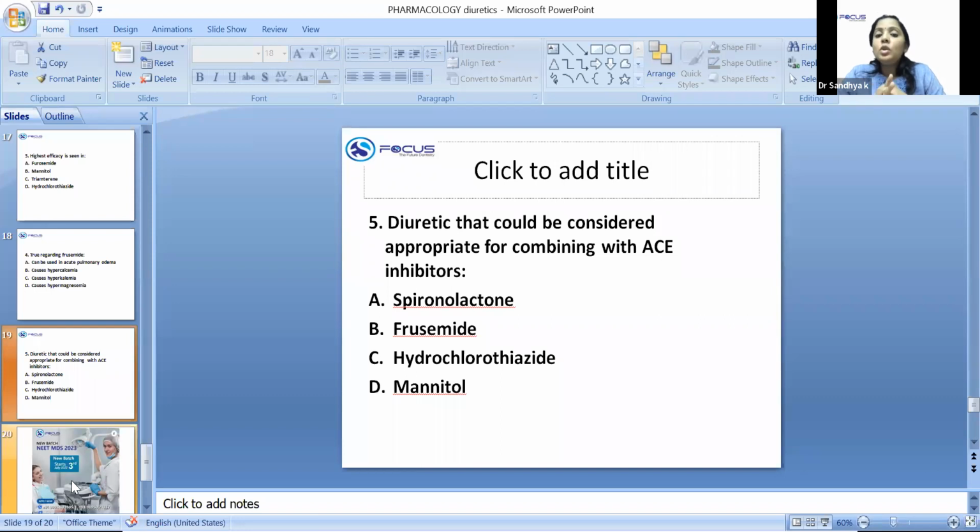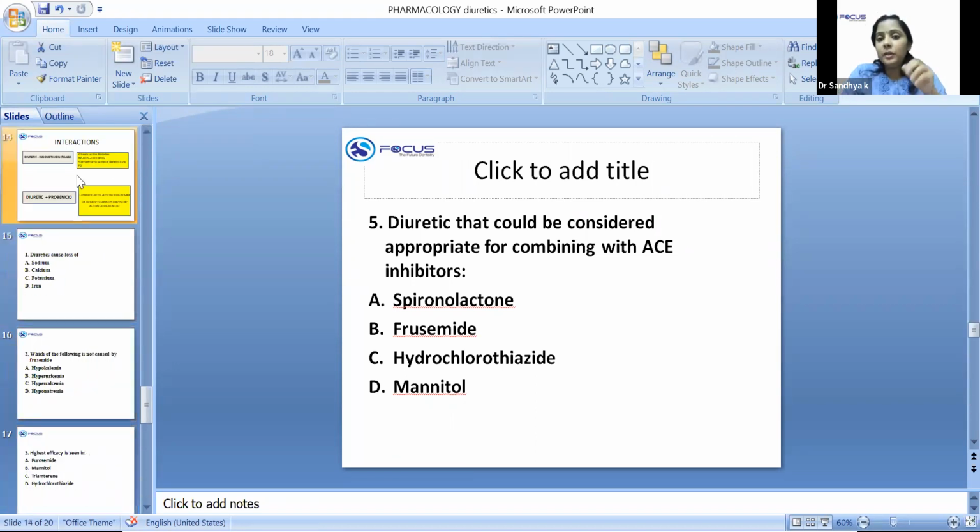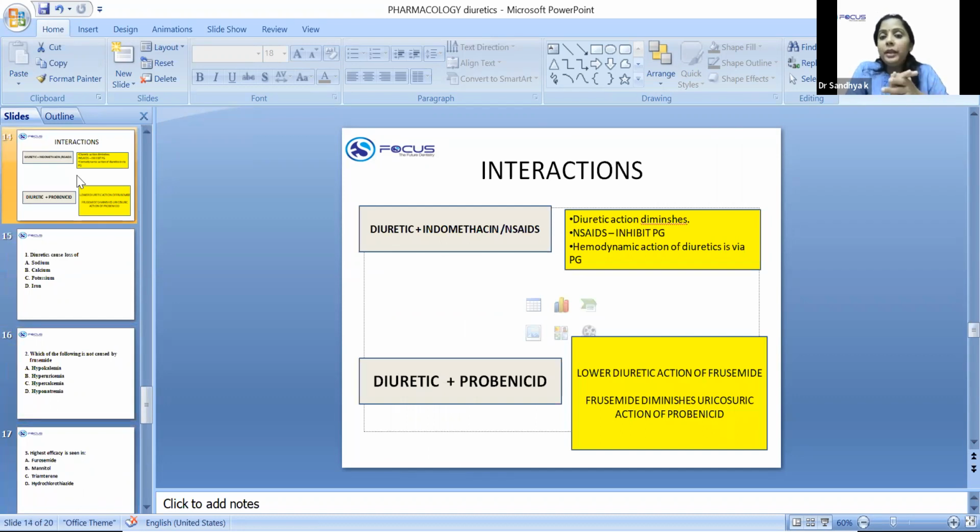Yes, probenecid. Actually, probenecid is a drug which is used for the treatment of gout. Gout is a condition where there is excess uric acid in the body. So to treat gout, or the condition where there is hyperuricemia, probenecid is one drug, and at the same time, allopurinol is also another drug. But we know when a diuretic is given, there will be hyperuricemia. So if there is severe hyperuricemia, definitely we'll have to give some drug. Okay, but don't give probenecid. Why?